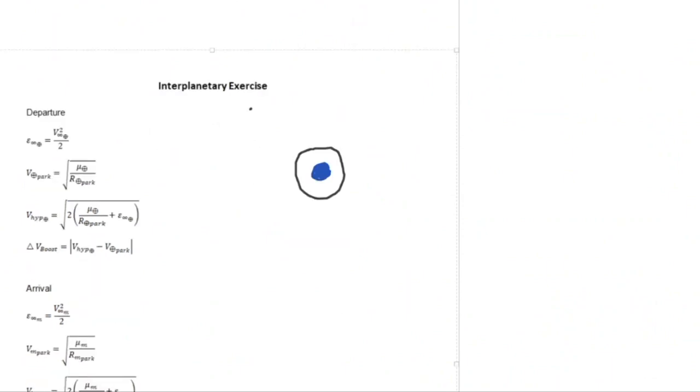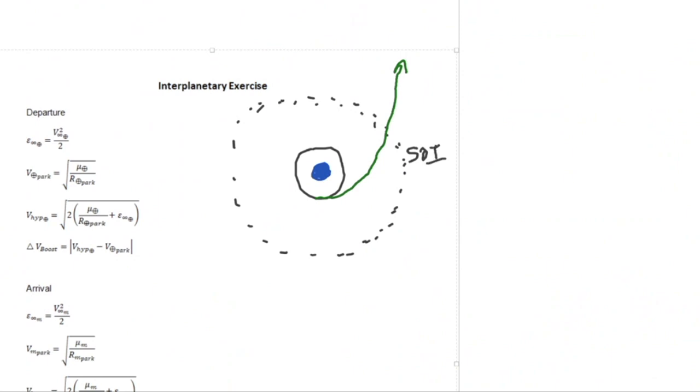We're going to travel out to the sphere of influence here, some great distance away from Earth. And we're going to be using a hyperbolic transfer orbit. So a hyperbola with the perigee point starting at our orbit and then going off out to infinity there. Now this velocity, when we reach the sphere of influence, label that SOI, sphere of influence, will be our V infinity.